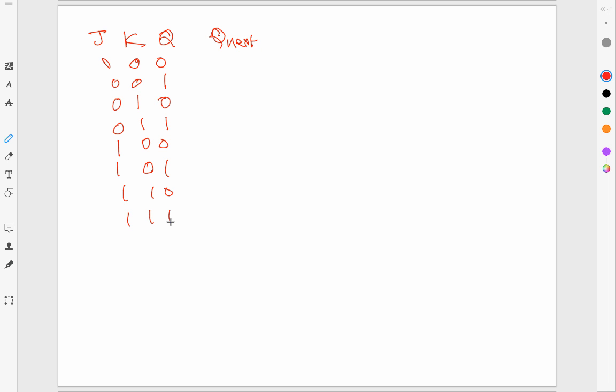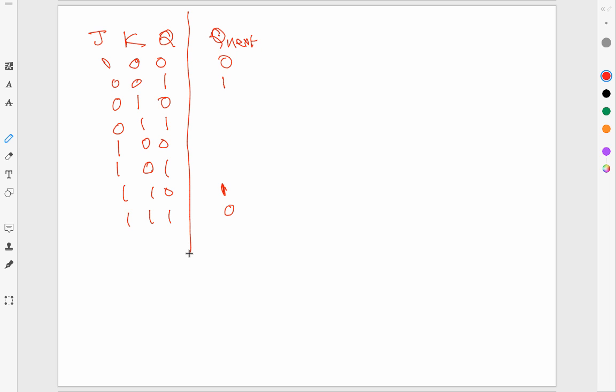Okay, so looking at this, firstly we know that if J is 0 and K is 0, then Q next is the same as Q. So J is 0, Q is 0 are the first two rows, so Q next is 0 and 1. If J is 1 and K is 1, then Q next is the negation of Q. So the last two rows are 1 and 0 because I'm just flipping the Q.